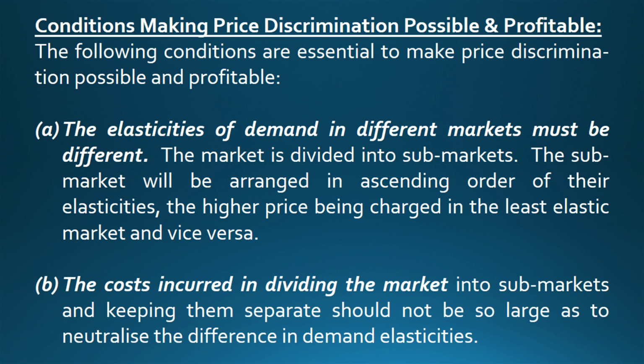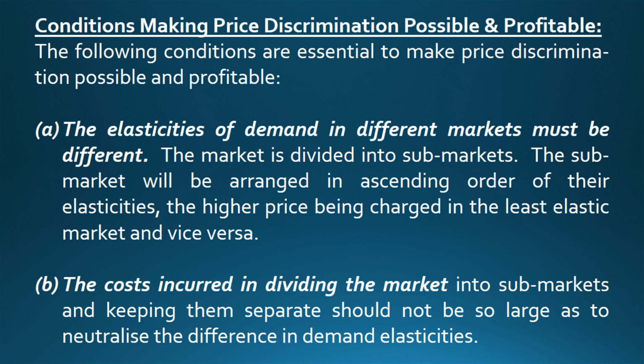Conditions making price discrimination possible and profitable. The following conditions are essential to make price discrimination possible and profitable. A. The elasticities of demand in different markets must be different. The market is divided into sub-markets. The sub-markets will be arranged in ascending order of their elasticities, the higher price being charged in the least elastic market and vice versa.